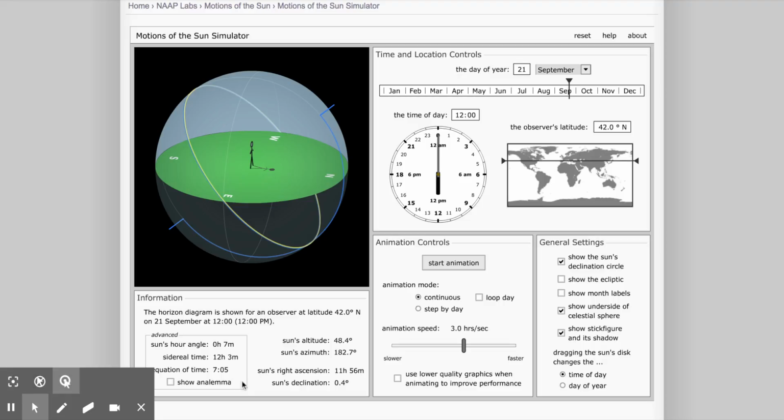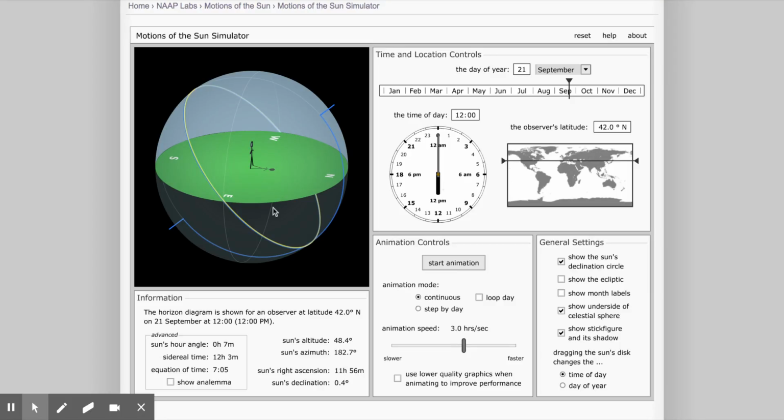So right now I want you guys to look at our latitude, easy to mix up with altitude. Our latitude of our observer is at 42 degrees north. We're still in New York State. However, I changed our date. It is now September 21st. So September 21st is our autumnal equinox. And I'm showing you at noon.